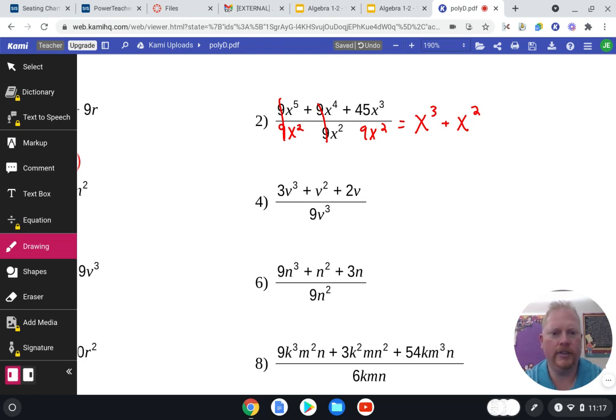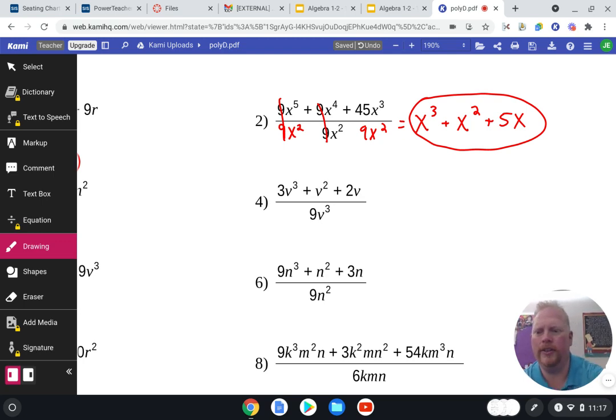The last fraction, 45 divided by 9 is 5. And then x to the 3rd over x to the 2nd is just x. And that's my final answer. So far, the first 2 examples have worked out perfectly. But that's not going to happen all the time.